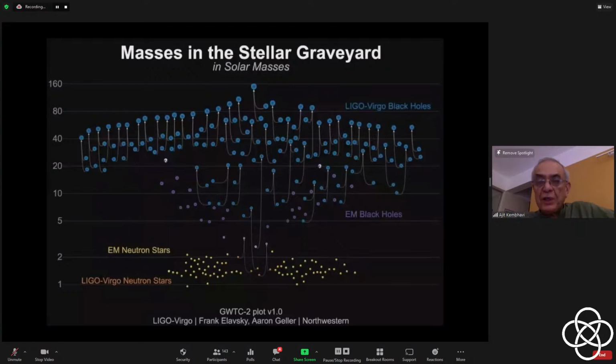But they cannot be formed in a normal evolution of normal stars because the mass is simply too high. And if I get the time, then I will tell you about, I just mentioned very briefly, how such black holes can be formed.